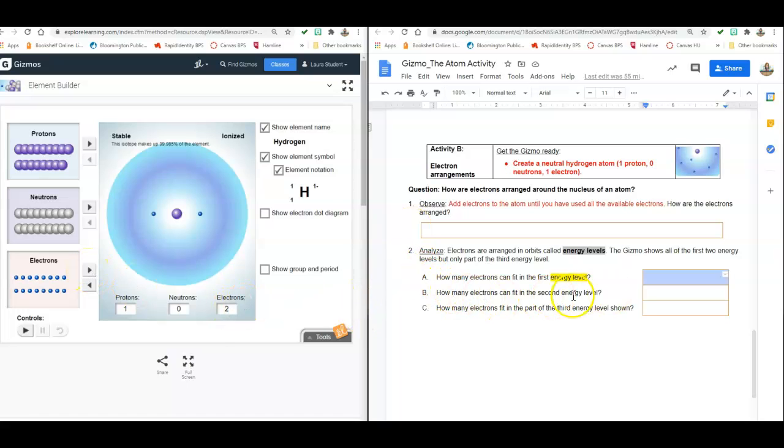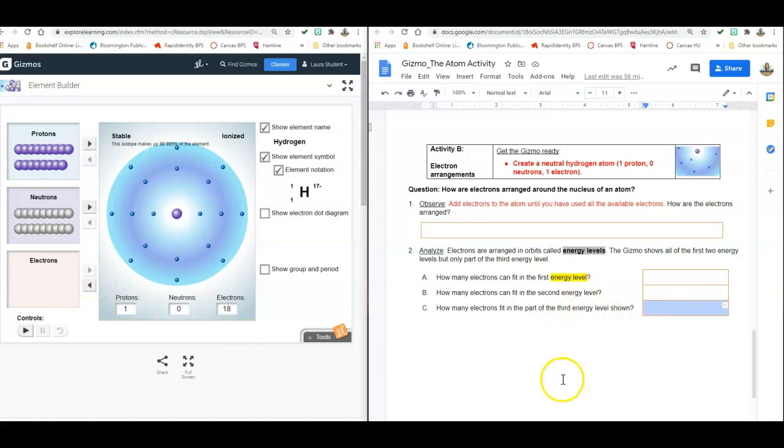2B, how many electrons can fit in the 2nd energy level? Oh, too far, too many. All right, so how many went into that 2nd energy level? You can pause and count. And then lastly, how many electrons fit in the part of the 3rd energy level shown? All right, you can type your answer in here.